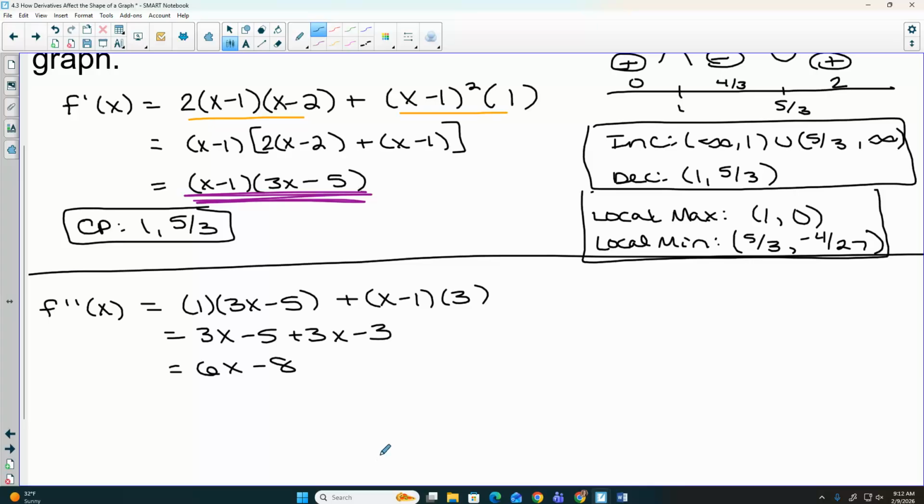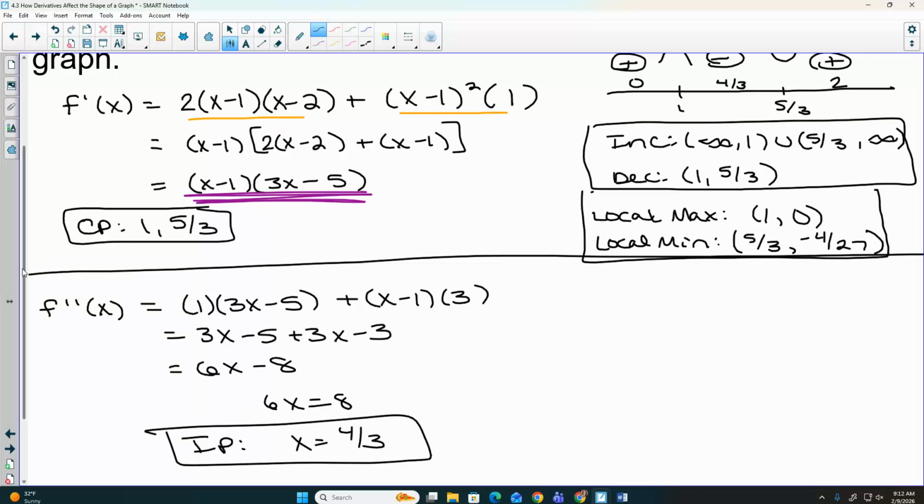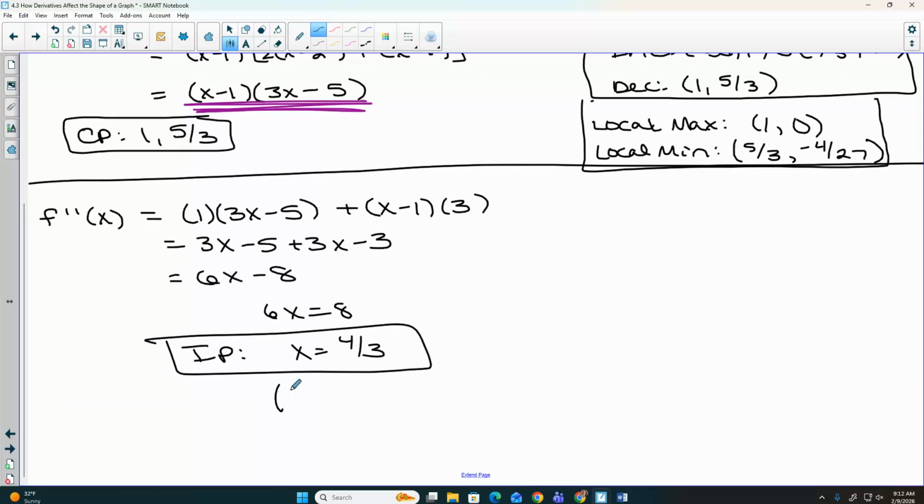x minus 8. So 5 equals 0. And we get 4/3, so that's our inflection point. We are going to ultimately mark this on a graph, so we will have to get the full ordered pair to do that.